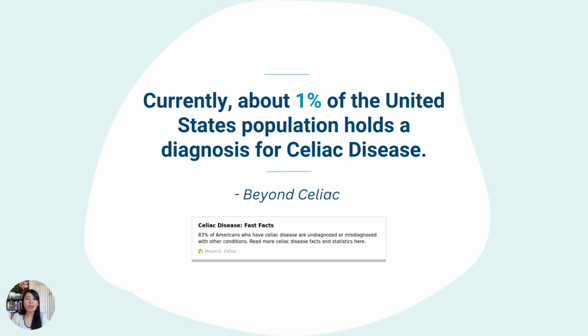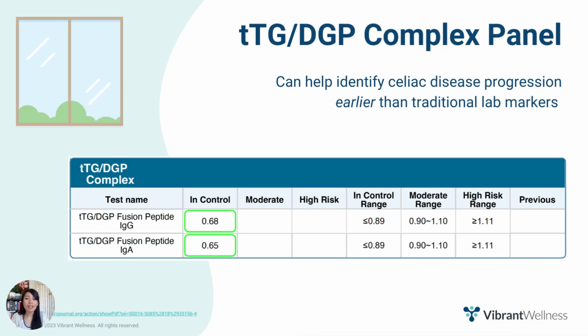Consider this. Currently, about 1% of the United States population holds a diagnosis for celiac disease. That doesn't sound like a lot, but to put the numbers into perspective, that's 1 out of every 100 people. So if we're taking into account the current US population, that's more than 3 million people with an official diagnosis. If that many Americans have celiac, how do we determine this earlier? How can we make sure that we start preventative care sooner than later for other patients that are possibly heading in the same direction? That's where the wheat zoomer's fusion peptide, aka the In the Future panel, comes into play.